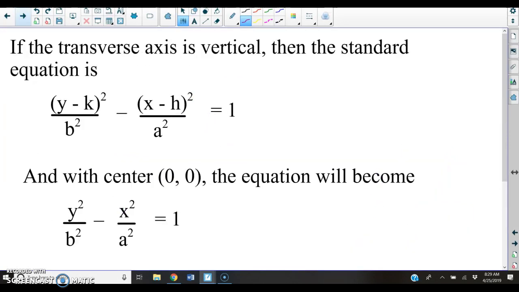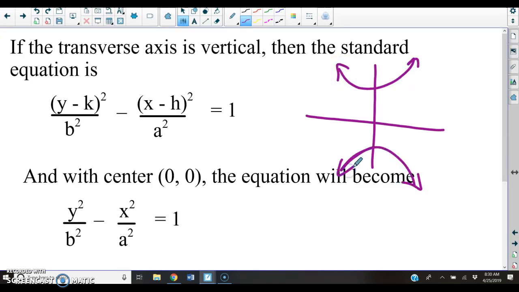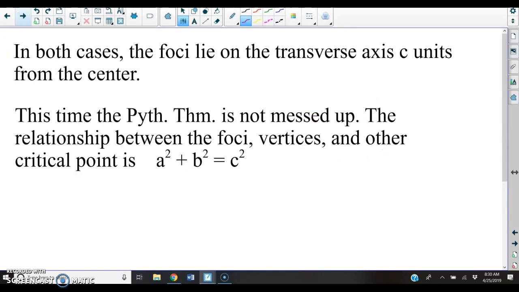If the transverse axis is vertical, then the y-squared part comes first. So whichever axis it crosses is going to be the positive part. It crossed the y-axis, so we got y-squared, that's positive. Ready? In both cases, the foci lie on the transverse axis, c units from the center. And this time, the Pythagorean theorem is not messed up. The relationship between a squared, b squared and c squared looks just like the Pythagorean theorem.